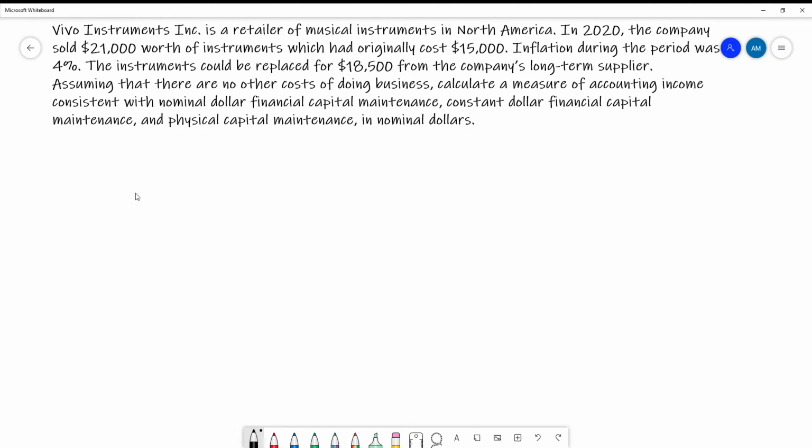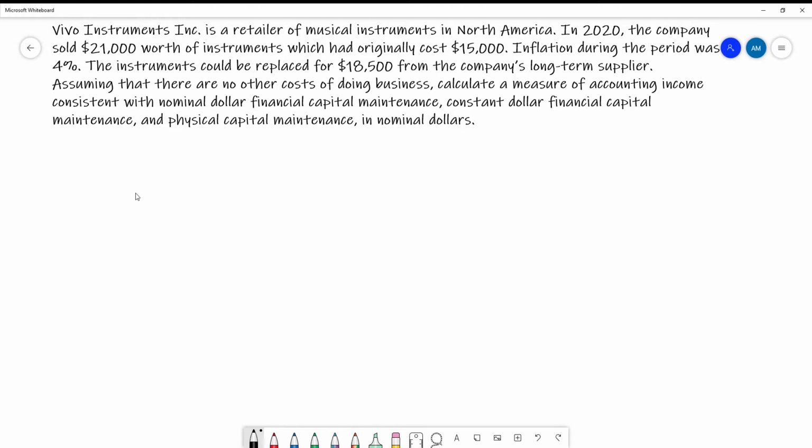So that's why there are alternative approaches to capital maintenance. And the definition of capital maintenance is operating while preserving a company's capital investment. Here we have an example where we'll calculate profit under alternative capital maintenance concepts or approaches.